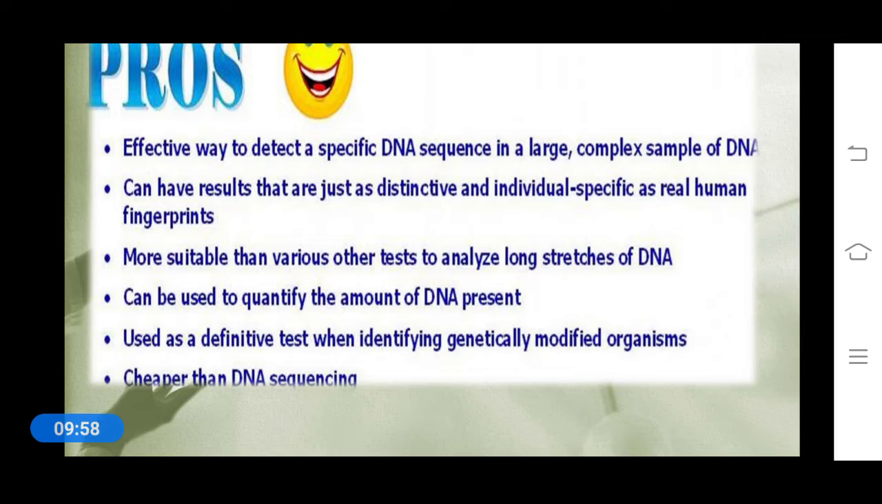samples of DNA, and this will help us to develop a specific human fingerprint, similar to the real human fingerprint. We can also analyze long stretches of DNA, and we can also quantify, that means we can identify the amount of DNA present, and also identify genetically modified organisms, and this is cheaper than DNA sequencing.